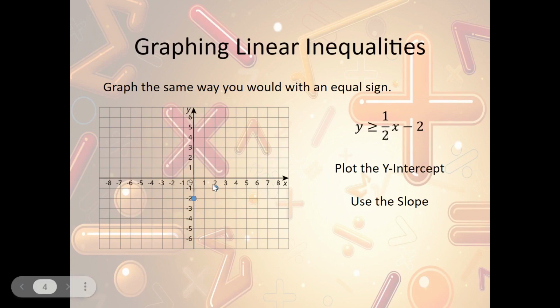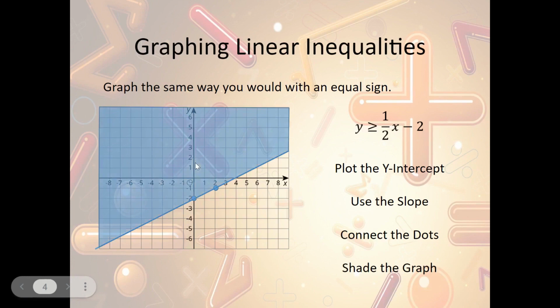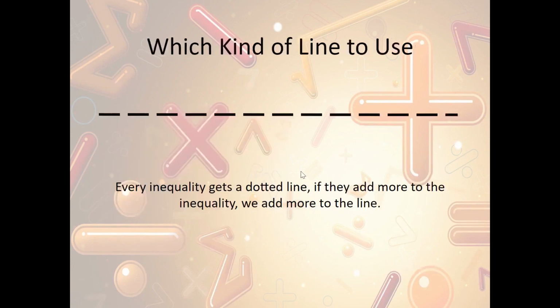So we go up 1 to the right 2, plot my point, connect the dots, and now I have my line. Now the difference is we're going to shade where the y values are bigger than the line. So I'm going to look at the y-axis here, and I'm going to see where the line crosses, which is here, and I want all the y's that are bigger than that line. Well, they're all up here, so I'm going to shade that area up there above the line. So the shading is a new aspect of graphing that we need to consider.